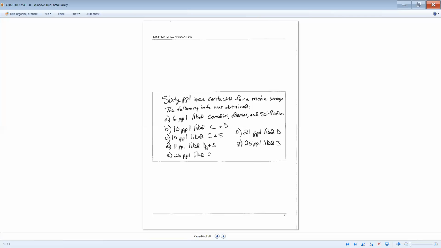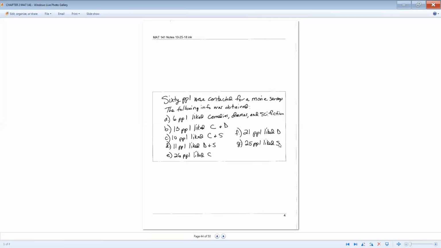Okay, so here they give us the wording and ask us to create the Venn diagram for it. Say 60 people were contacted for a movie survey. The following info was obtained. You have 6 people that like comedies, drama, and science fiction. 13 like comedy and drama. 10 like comedy and science fiction. 11 like drama and science fiction. 26 like comedy. 21 like drama. 25 like science fiction.